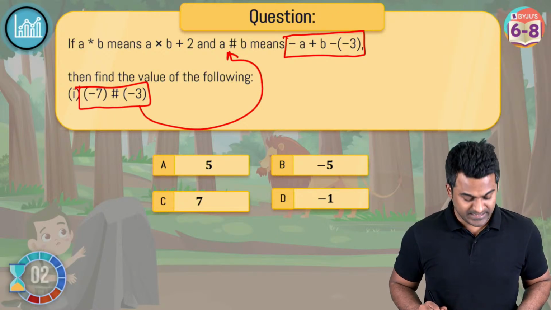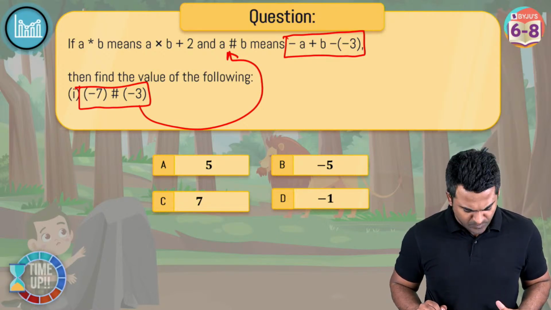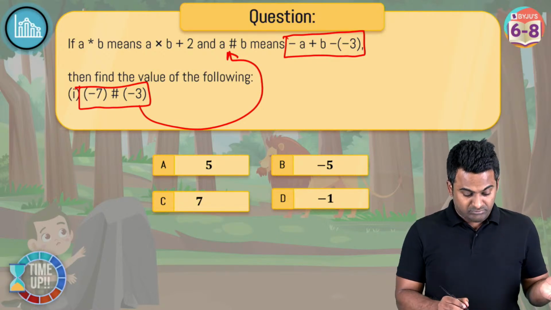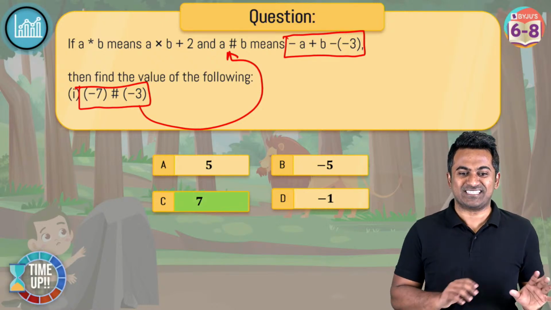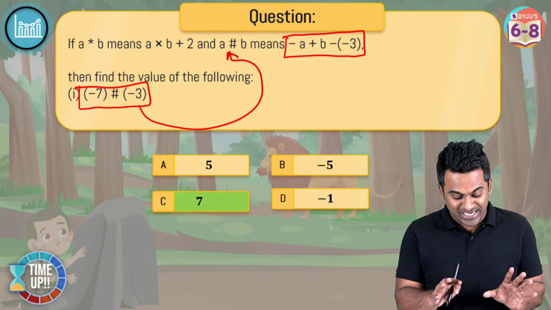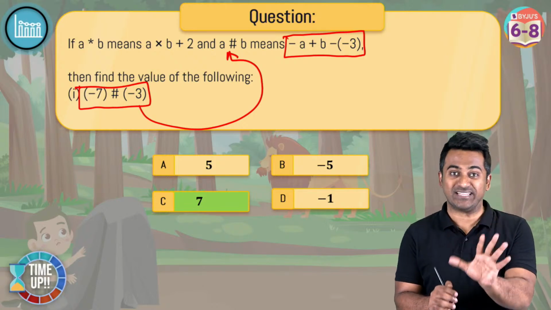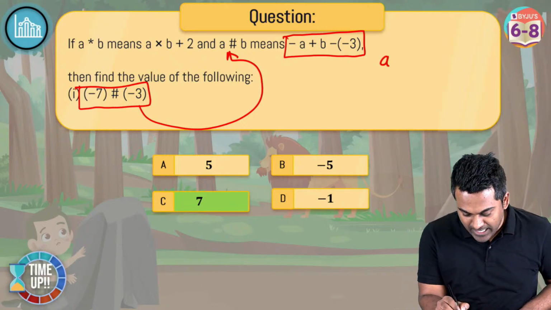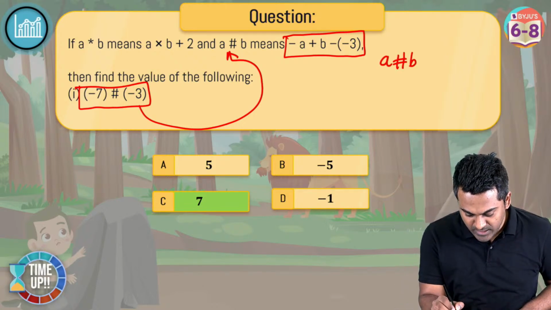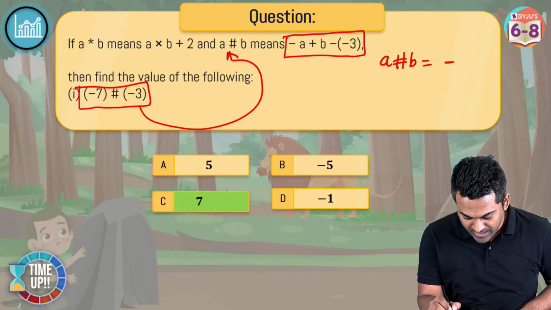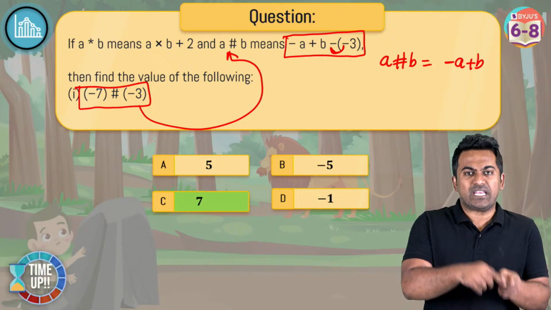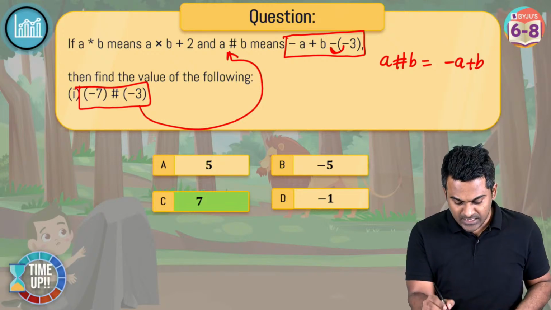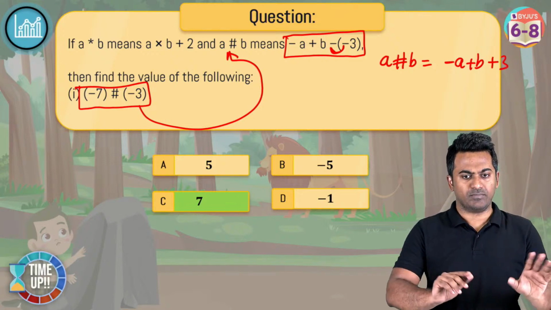Okay, Zinnia says 13. I don't have that option 13. The correct answer is going to reveal itself. The correct answer is 7 there. I understand this was challenging. So please check this out carefully. First thing, A hash B is equal to what? -A plus B. Now minus of minus, I can write it plus. So that becomes +3. That part should be simple.